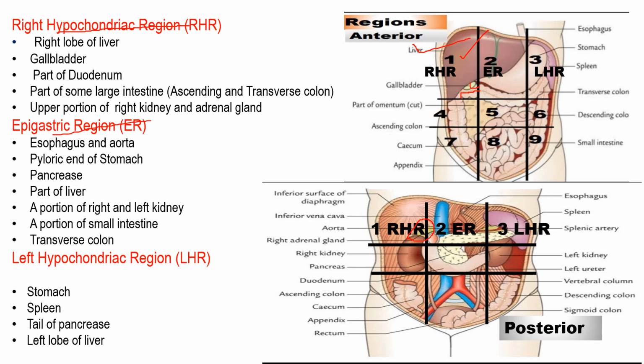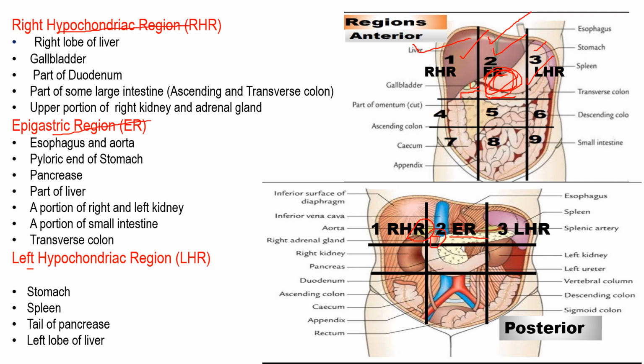Next region is epigastric region. This is epigastric region, and organs that are located in epigastric region are portion of liver and pylorus of stomach. A stomach has three parts such as fundus, body, and pylorus. So pylorus portion of stomach is present in epigastric region. There is also some portion of transverse colon in that region, and when we see from posterior view, then portion of pancreas and small intestine are also present in epigastric region.